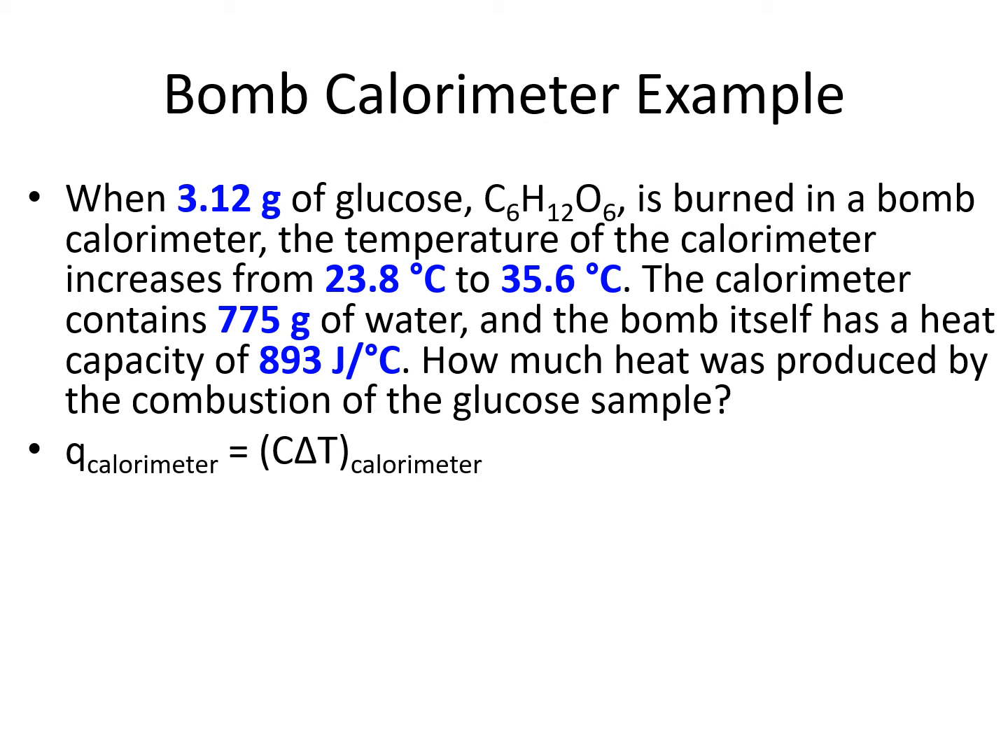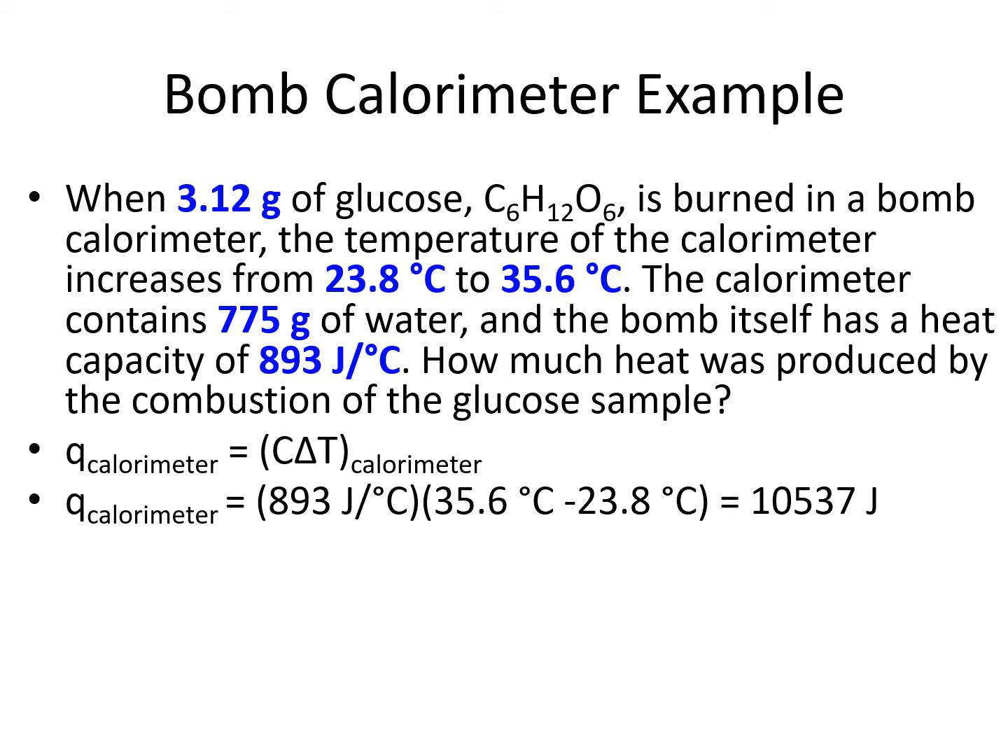First of all, we're going to do a calculation based on the calorimeter itself, using the heat capacity of the calorimeter. We can plug in the heat capacity, capital C, which is 893 joules per Celsius. Then we plug in change in temperature for our calorimeter, which again is final minus initial. So that will be 35.6 minus the 23.8 that it started out as. We come out with 10,537 joules as the Q for the calorimeter.